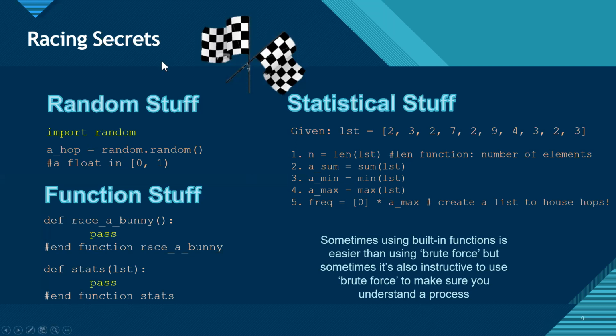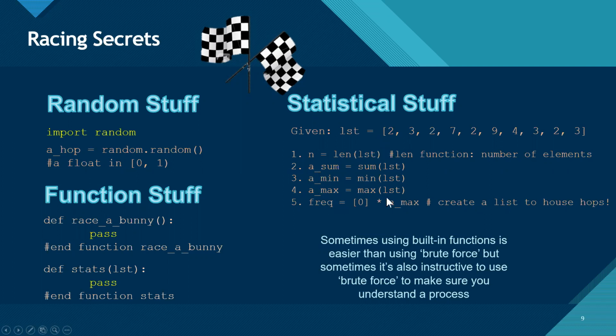The other thing in our racing secrets is statistical stuff. Let's suppose I've got a list, lst, with 10, I believe, hops for bunnies. There are some things built into Python which make this very nice. There's a len function that gets me the number of elements in my list. There's a sum, min, and max function: you give me a list, or an array, or that entity that holds my stuff, and I will find the sum for it. I'm going to be using some variables called asum, amin, and amax, as we shall see in a moment.